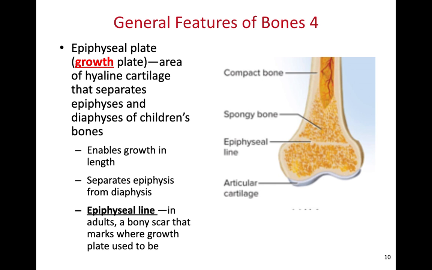So the epiphyseal plate is where we grow taller. When we stop growing taller, it becomes the epiphyseal line. And then as we age, the epiphyseal line fades to just become more spongy bone tissue.